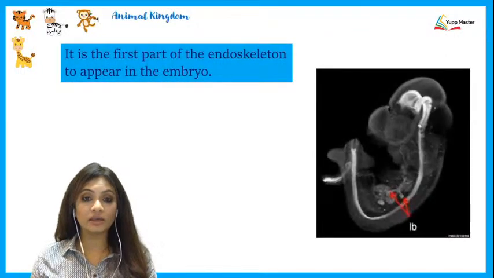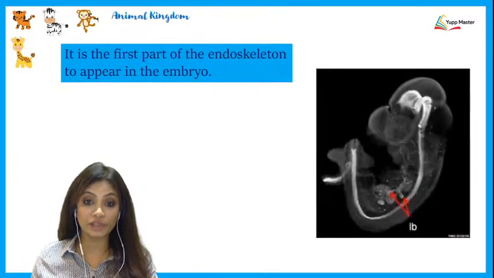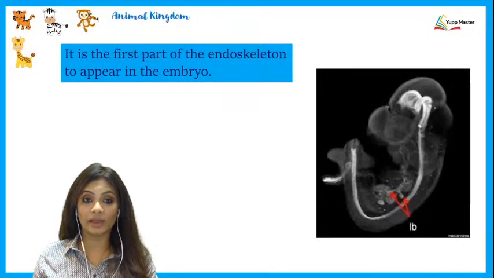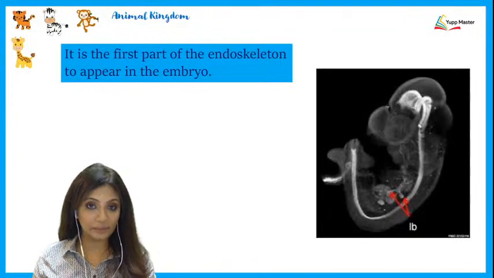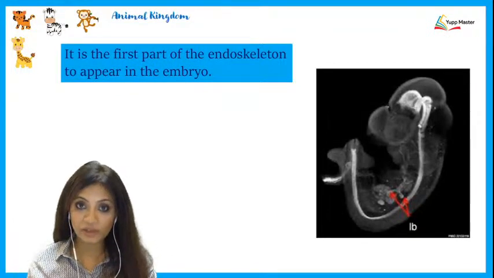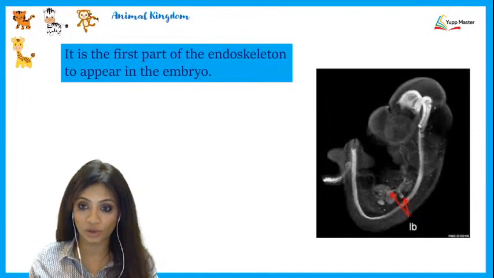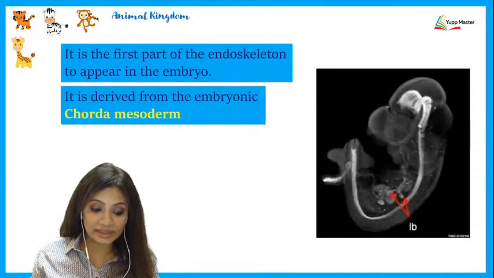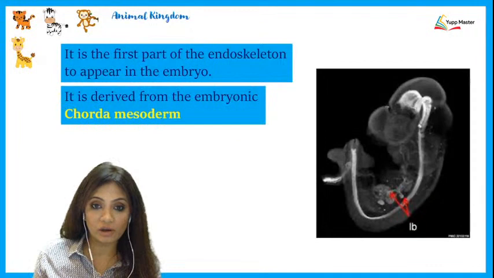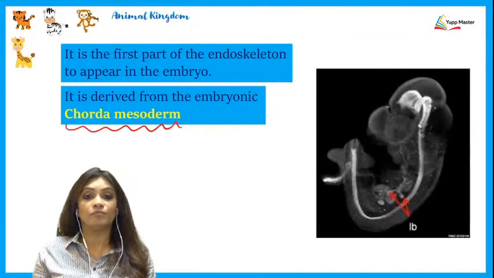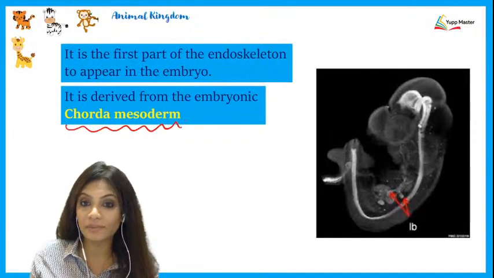Now we see here that the notochord is the first part of the endoskeleton to appear in the embryo. So the first part in the whole embryo, during development of the zygote, that is going to appear is the notochord. Alright, where is it derived from? It is derived from the embryonic chorda mesoderm. So basically we can say that the notochord is a mesodermic structure.